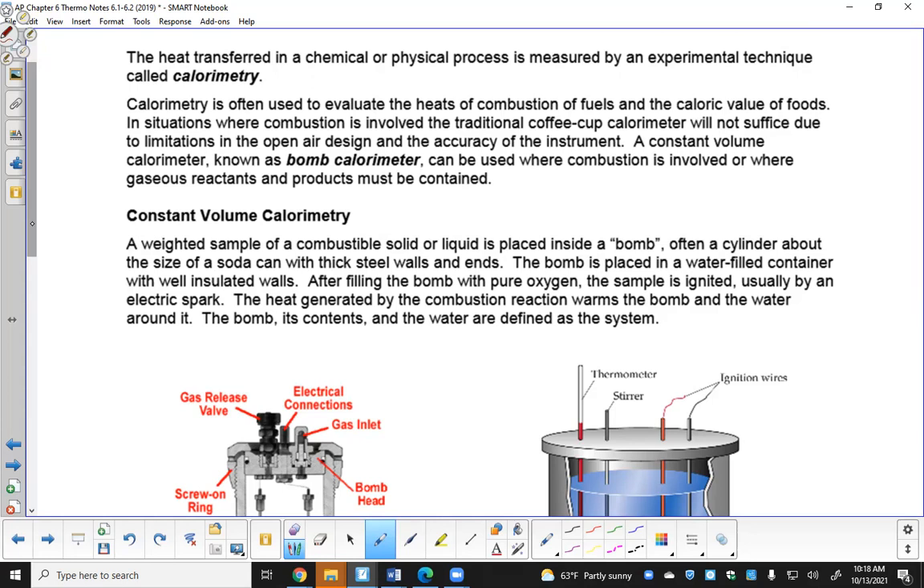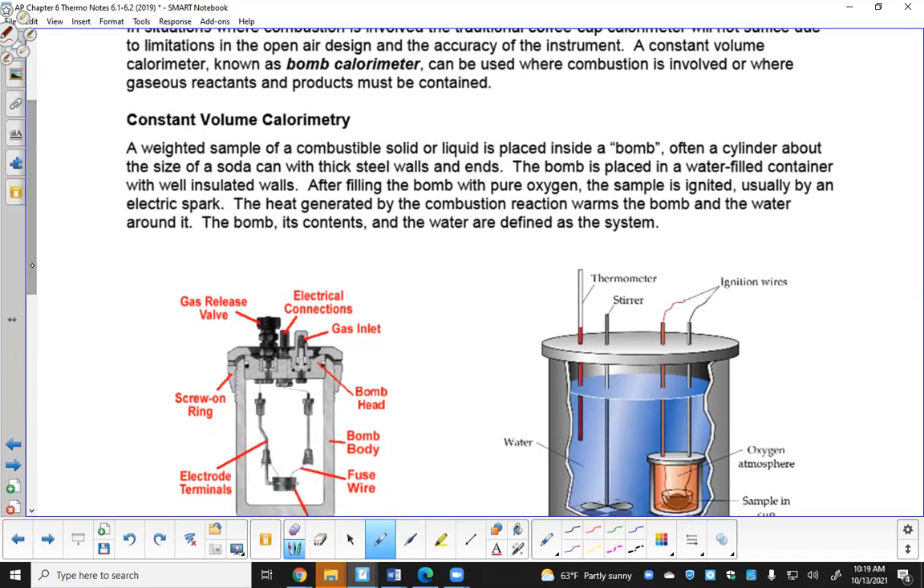In situations where combustion is involved, the traditional coffee cup calorimeter will not suffice due to limitations in the open air design and the accuracy of the instrument. Not to mention, you can't really have a combustion reaction taking place in a coffee cup calorimeter. Instead, a constant volume calorimeter, known as the bomb calorimeter, can be used where combustion is involved, or where maybe you're working with gaseous reactants and products, and they must be contained underwater. So constant volume calorimetry is basically your bomb calorimeter.